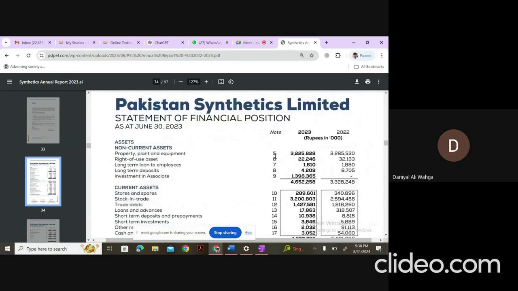These notes represent the explanation of a particular line item, giving the accounting policy, the accounting estimate, the respective commentary of this particular line and its comparative working for the previous year and the current year. It is given in note number 5.